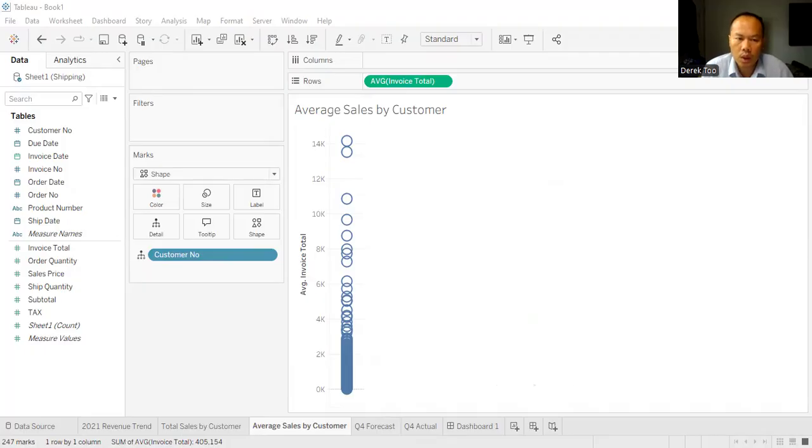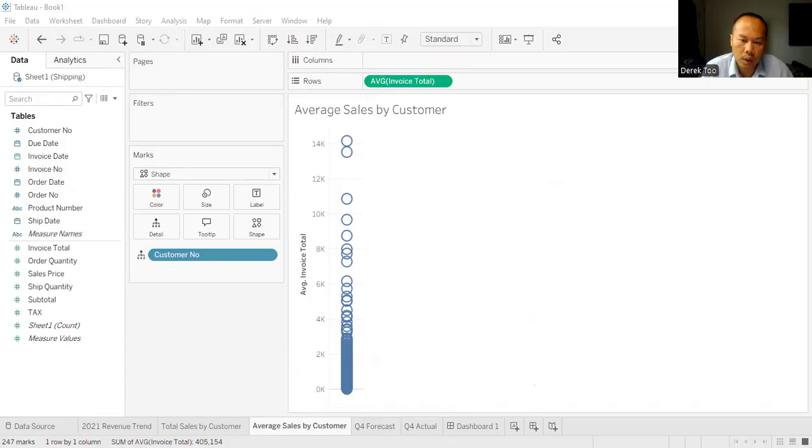Okay, moving on to the next question. We're going to look at sales forecast versus actual sales, and we're comparing the two. What are the forecast sales for 2021? The forecasted sales for 2021 are for the months of October, November, December.